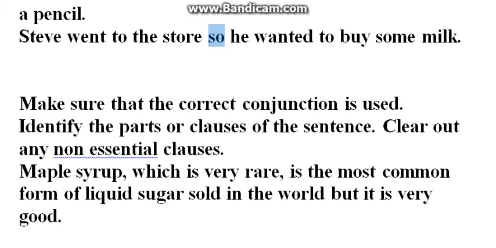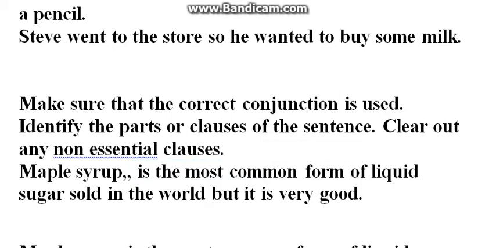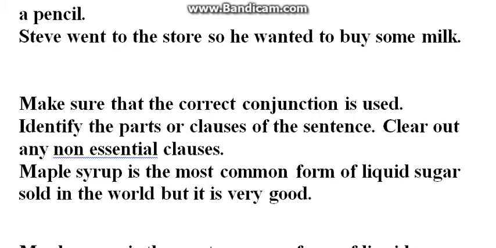For example, maple syrup, which is very rare, is the most common form of liquid sugar sold in the world, but it is very good. That is a complex sentence. It has many things going on. It's a lot of communication being told at you at the same time, and yet we don't really need the entire part. The part that we don't need is the part in between the commas, which is very rare, this part that I've highlighted. That's a non-essential clause. We can get rid of that, and the sentence will make sense without it.